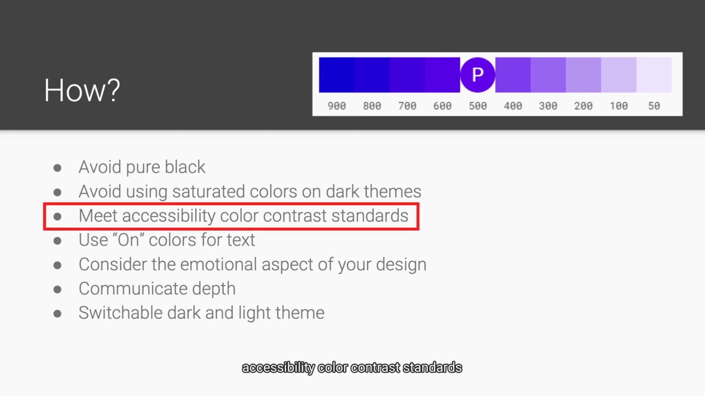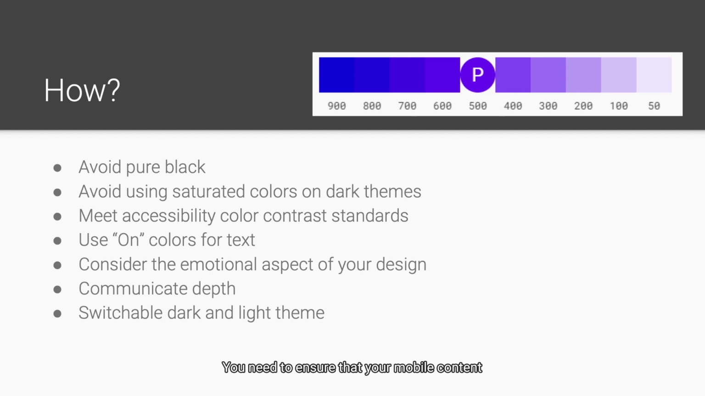Next one, you need to meet the accessibility color contrast standard. You need to ensure that your mobile content remains comfortably designed in dark mode. Dark theme surfaces must be dark enough to display the white text.